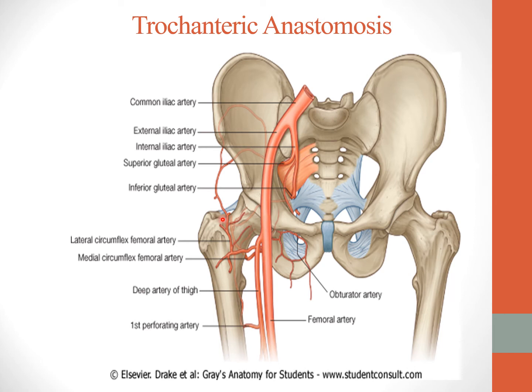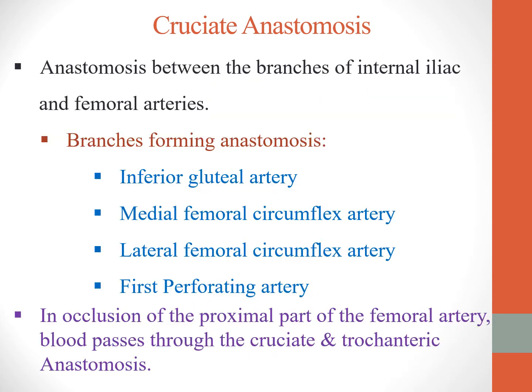This is known as trochanteric anastomosis between the internal iliac branches, superior and inferior gluteal arteries, and the femoral artery branches, lateral circumflex femoral and medial circumflex femoral, which are actually the branches of the deep artery of the thigh or profunda femoris artery.